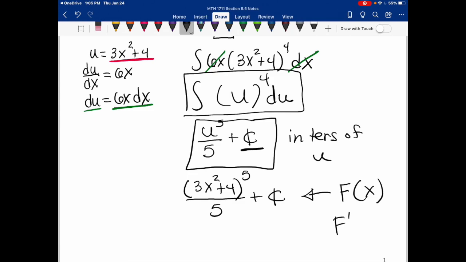Now, if you want to double check to make sure this works, this is our capital F of x. If I take the derivative of this, I should get 6x times 3x squared plus 4 all raised to the 4th. If we work backwards, we can check it that way.